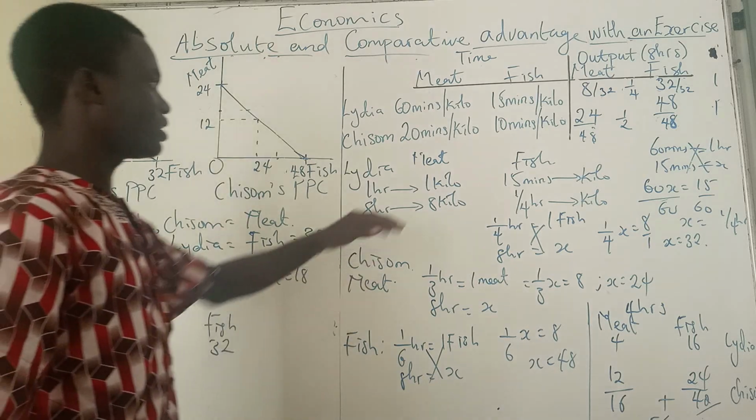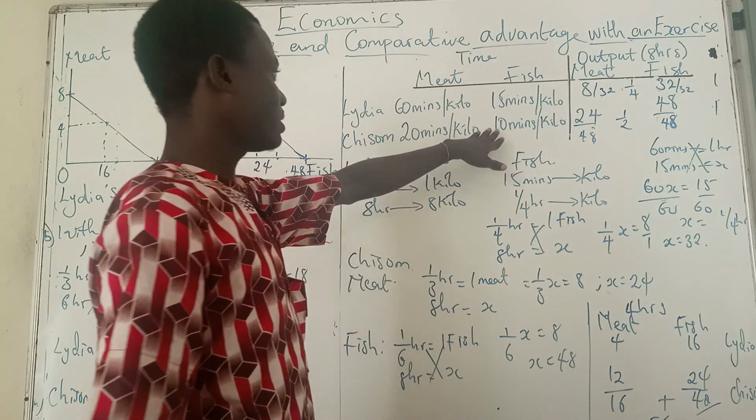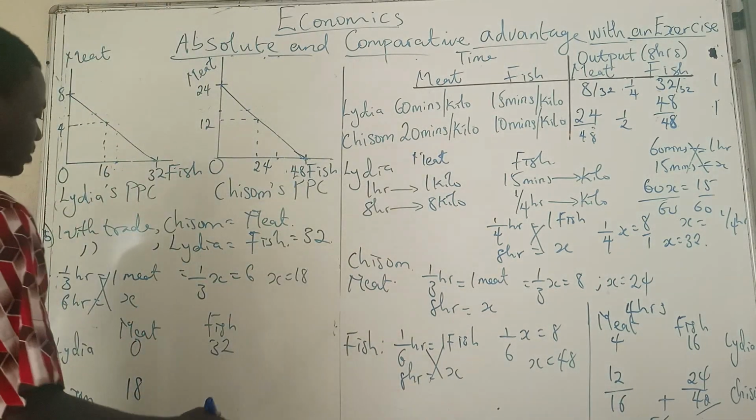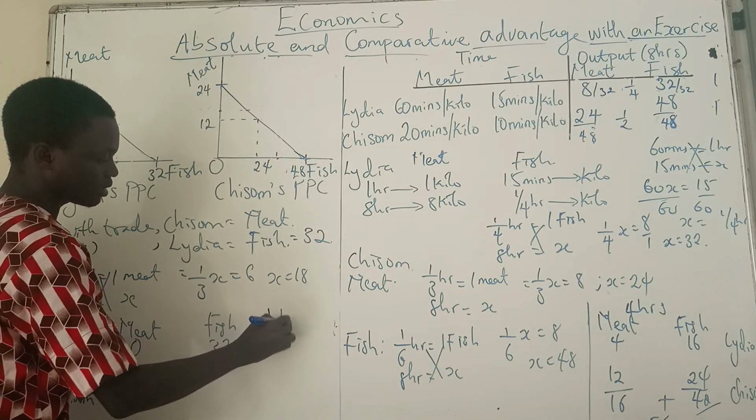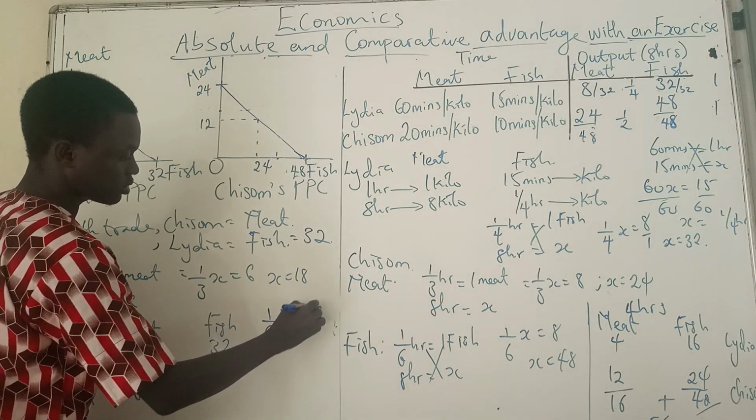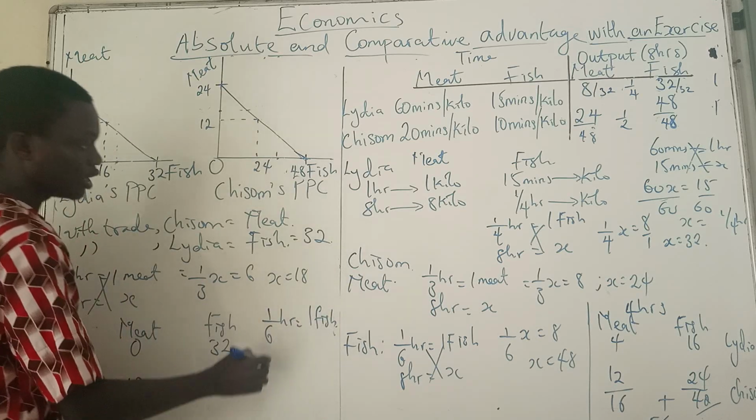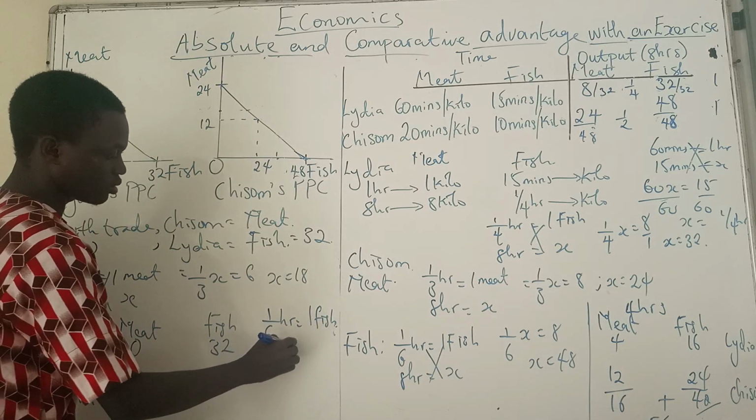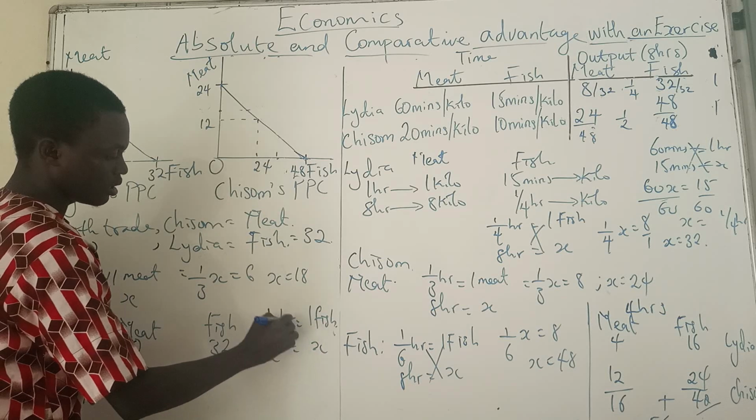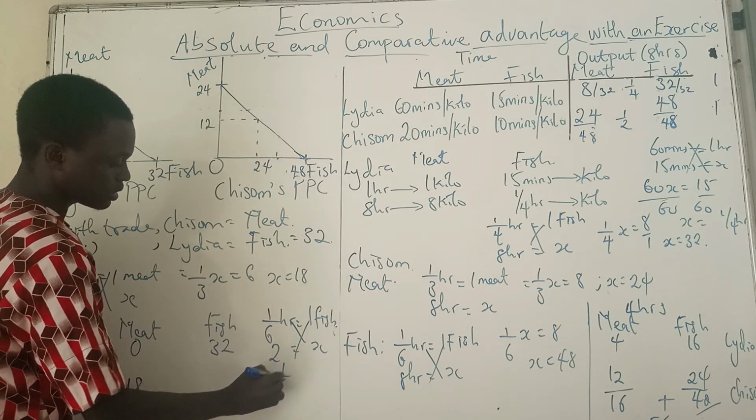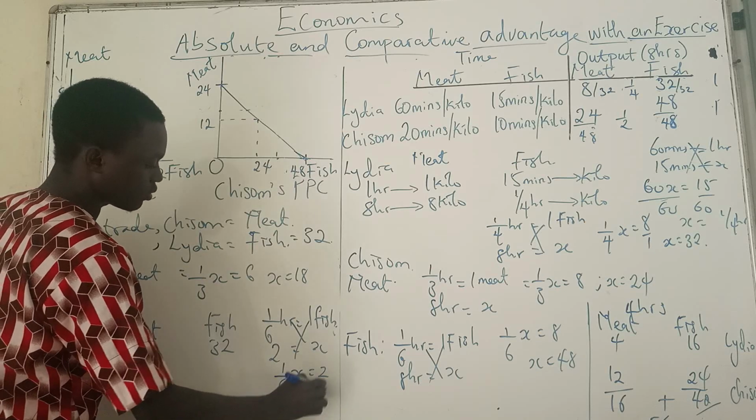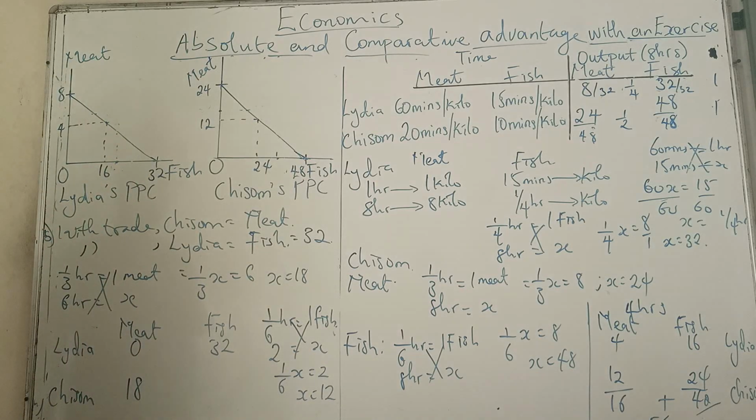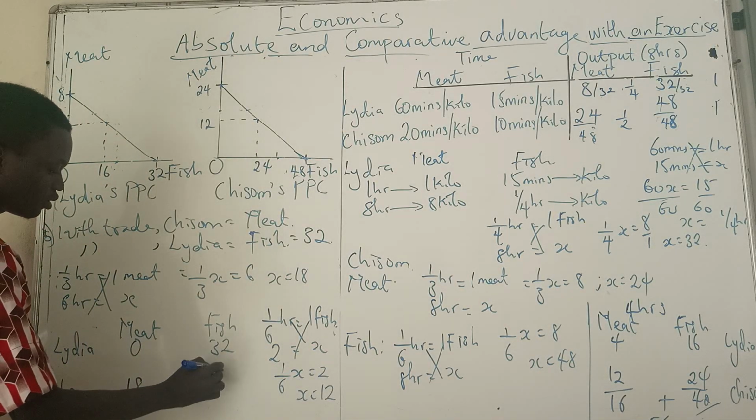Now let's check what the rate is for Chisom here. Chisom spends 10 minutes per kilo of fish. 10 minutes is the same as 1 over 6 hours. So 1 over 6 hours to produce a kilo of fish. In 2 hours, what is she going to produce? We just cross multiply: 1 over 6 x equals 2, and then x equals 12. So she can produce 12 kilo of fish in 2 hours.